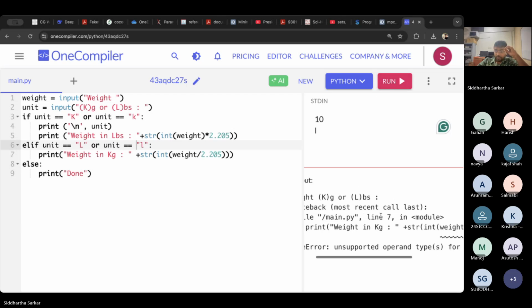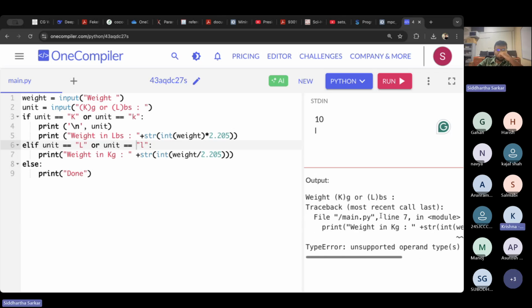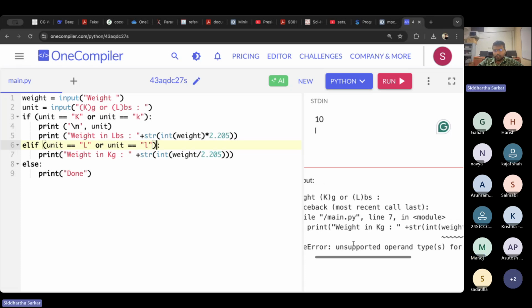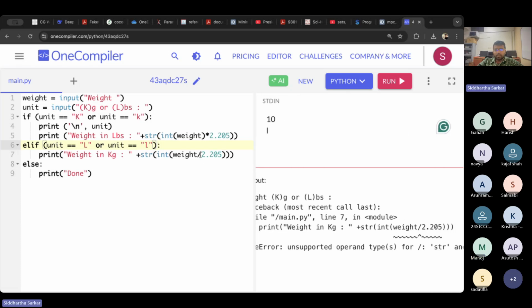What happened? Unsupported operand type. We have to write within brackets. Seventh line, sir. What is the issue in the seventh line? One more bracket here, sir. Oh, okay. This is the issue. Thanks.